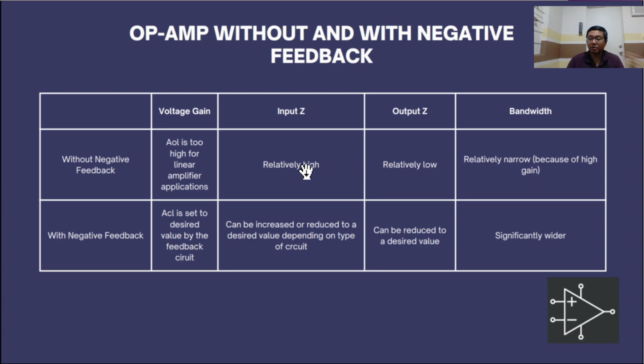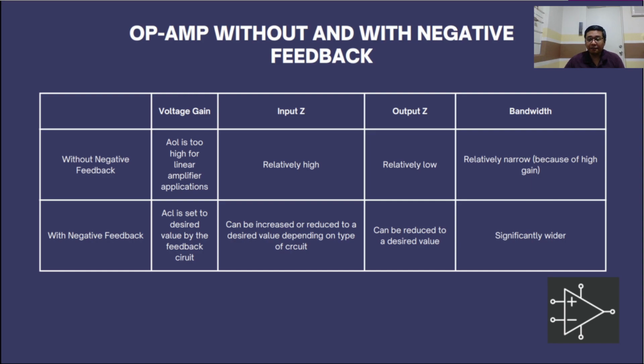In terms of input impedance, without negative feedback, it is relatively high. So our input impedance is high. For the output impedance, it is relatively low. For the bandwidth, it is relatively narrow because of the very high gain. So there's just a small set of frequencies that can pass through your op-amp if it is not using negative feedback.